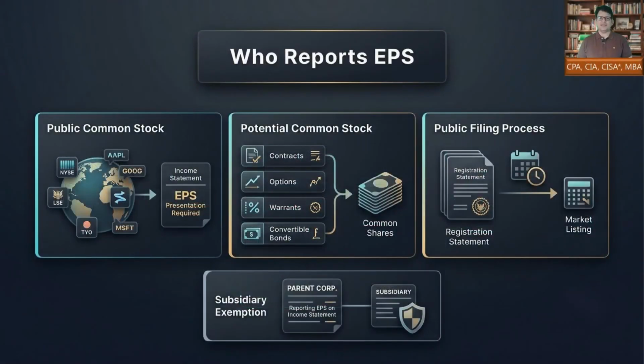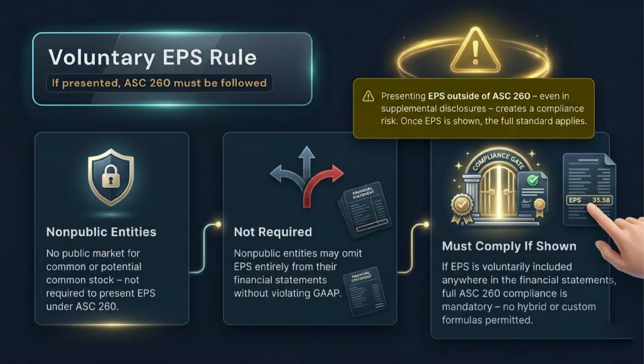ASC 260 mainly applies to entities with common stock or potential common stock traded in a public market, and also to entities that are filing or are in the process of filing to sell those instruments publicly. This is why EPS is a public reporting topic. Investors need comparable per share information when shares are traded or about to be traded. The scope also includes potential common stock, such as options, warrants, and convertibles, because those instruments can affect diluted EPS later.